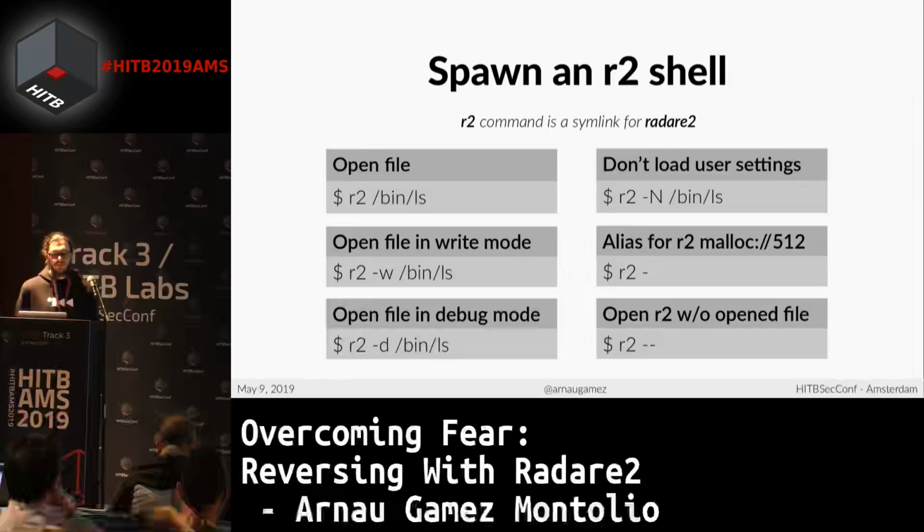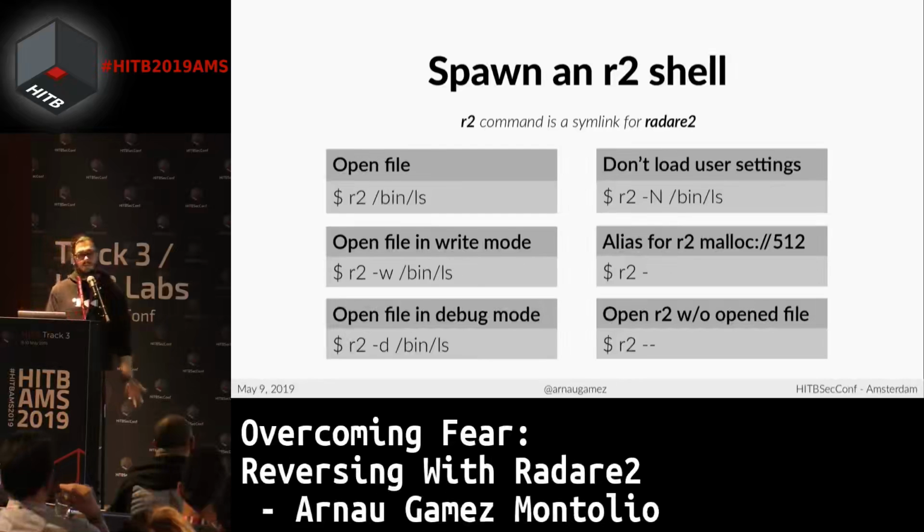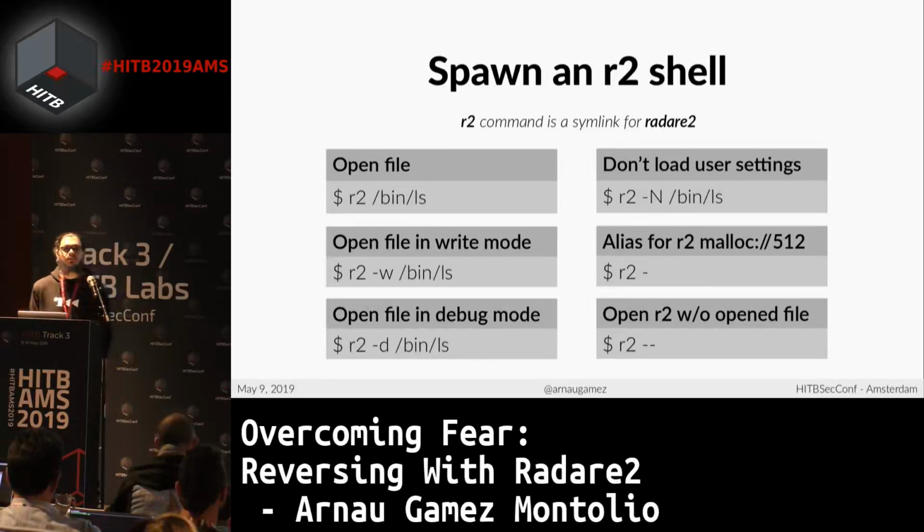So how to spawn a Radare2 shell? First of all, r2 is a symbolic name for Radare2. You will usually see r2 when calling Radare2, just a formalism, but just in case. To open a file, just r2 and the path of the file. Then this won't open in write mode, which means that we won't be permitted to write in the file. To do this, we will have to open it with the write flag, which is -w.